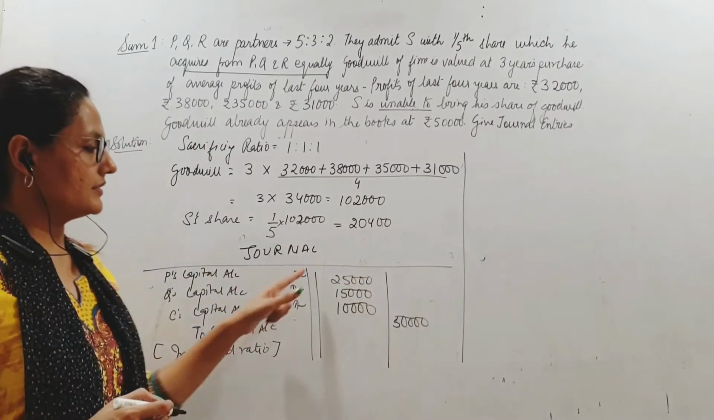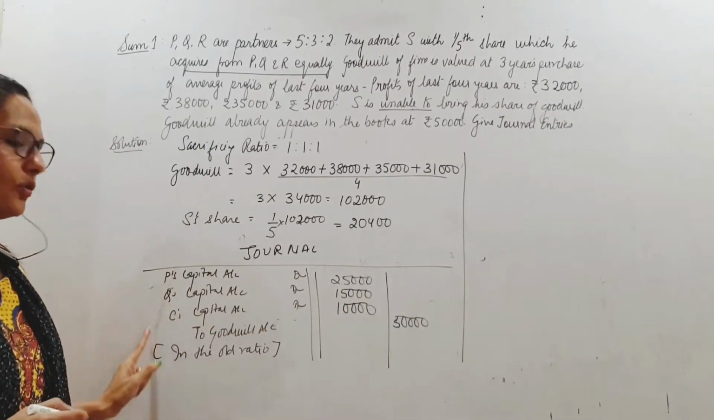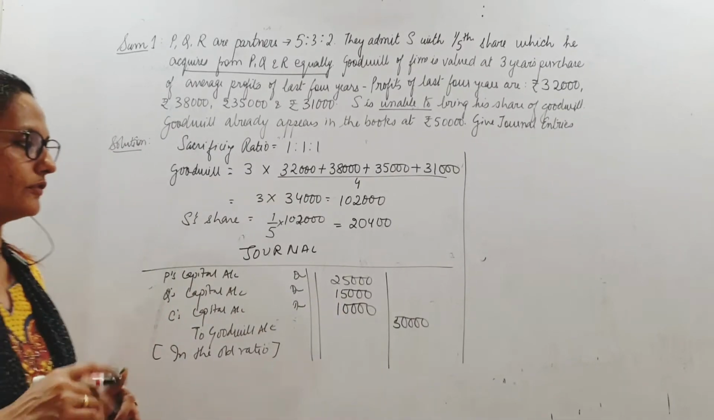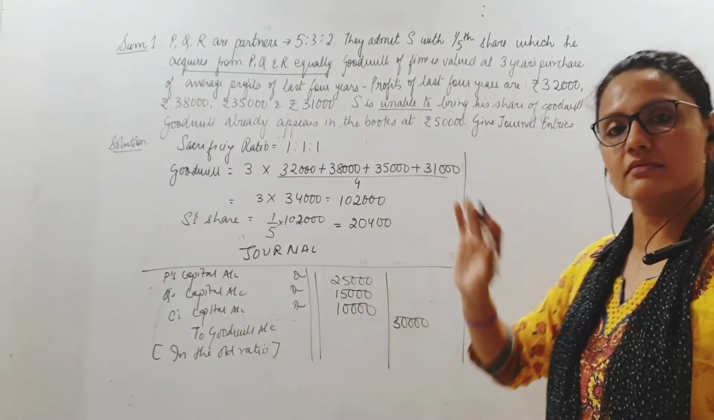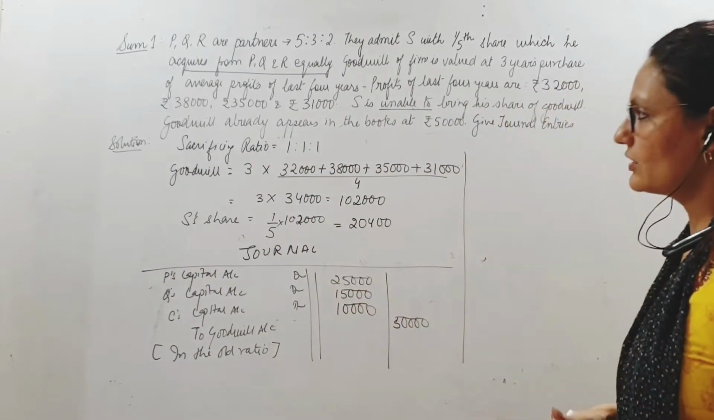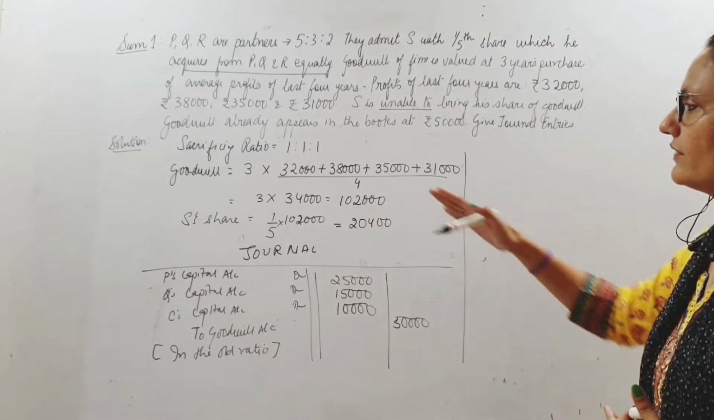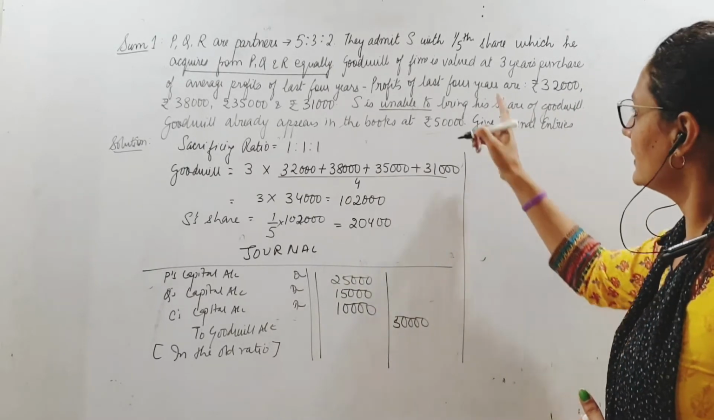So we are debiting the old partners in their old ratio for writing off the existing goodwill. So this 50,000 is cancelled. Now coming to the new goodwill. New goodwill now is valued here like this. He is unable to bring.